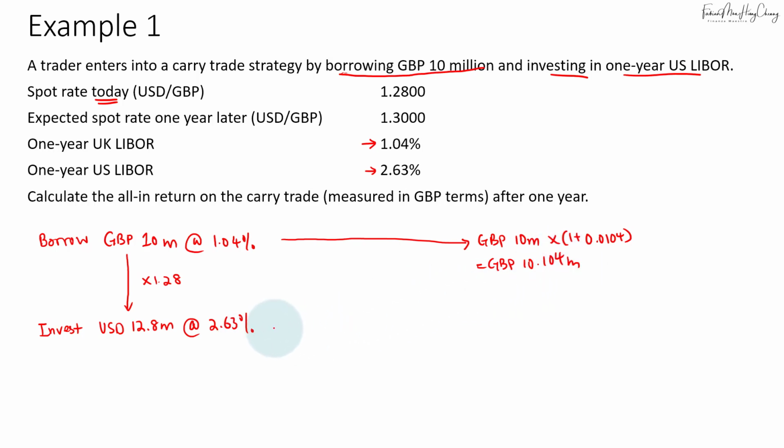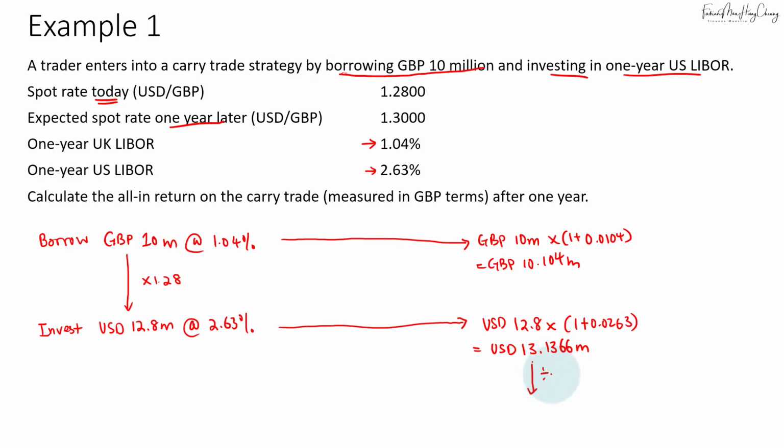Now, of course, for the US dollar investment, 1 year later, the amount is going to grow at a rate of 2.63%. So the investment value will be $13.1366 million. So that's how much your investment will be. Of course, we have to convert this amount back to pounds. To convert back, the expected spot rate 1 year later is 1.3. When we are converting from dollar, we're going to sell dollar and buy pound, so we have to convert back at 1.3. So we divide by 1.3 here.